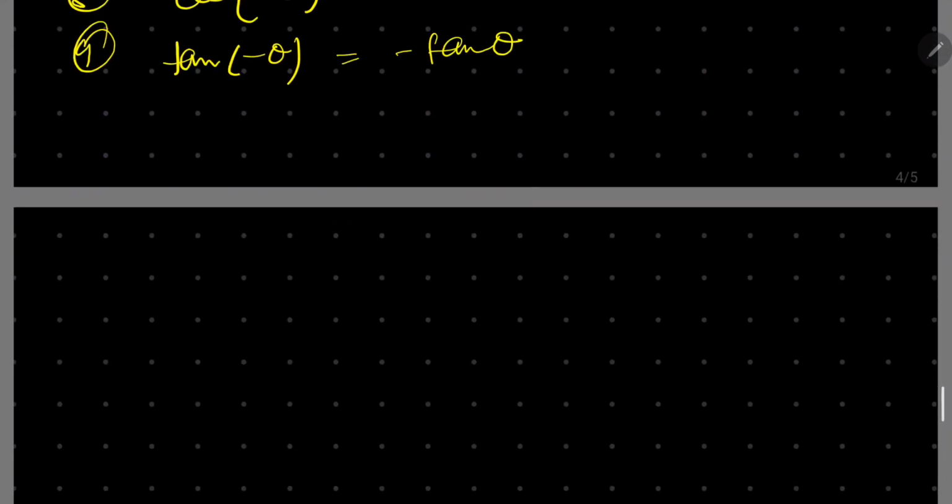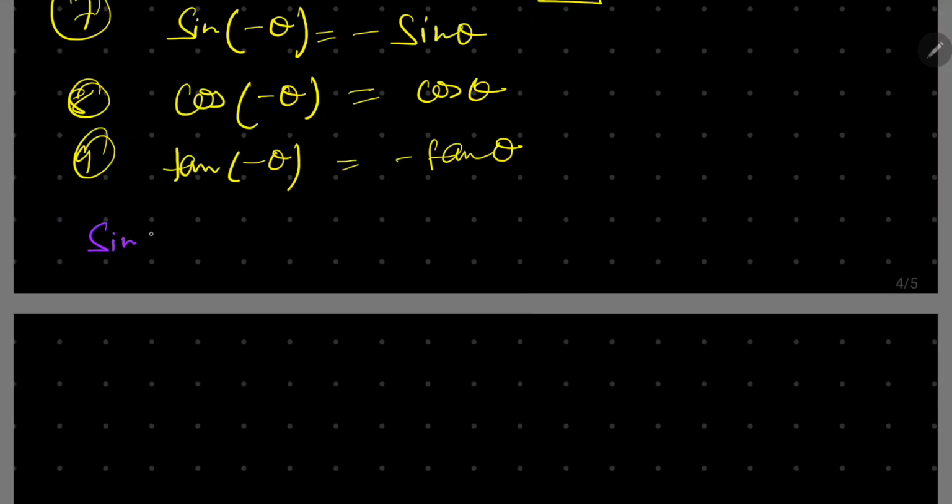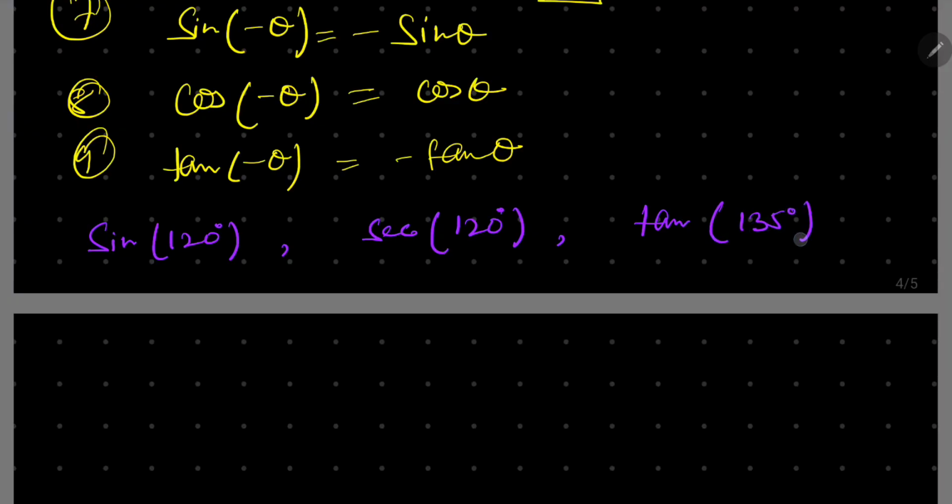Okay, let's take some examples. If I'm saying that you have to calculate sine 120 degree, or sec 120 degree, or tan 135 degree, you may use the reduction formula in two ways. For sine 120 degree, how will you write it down? 90 plus 30 degree. Since we are looking at an odd multiple of pi by 2, 90 degree, it will convert sine to cos 30 degree.